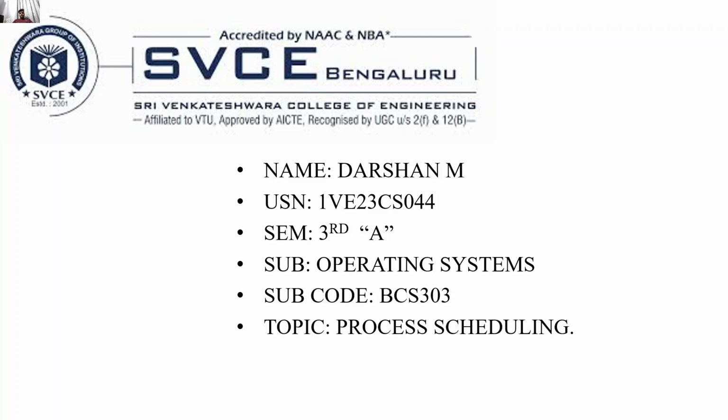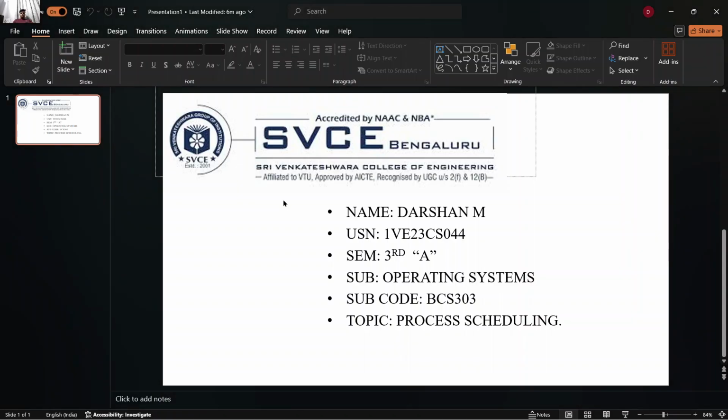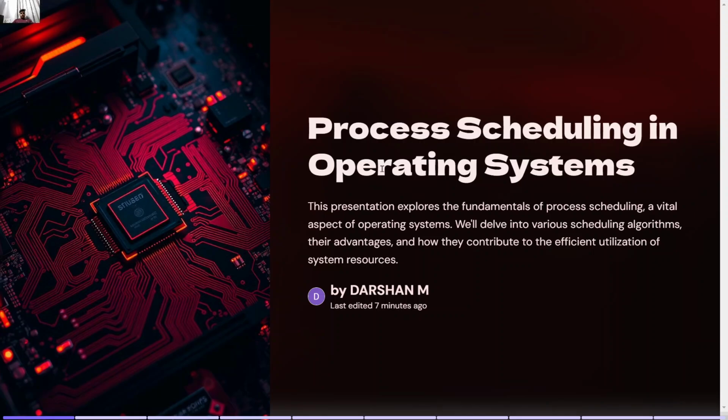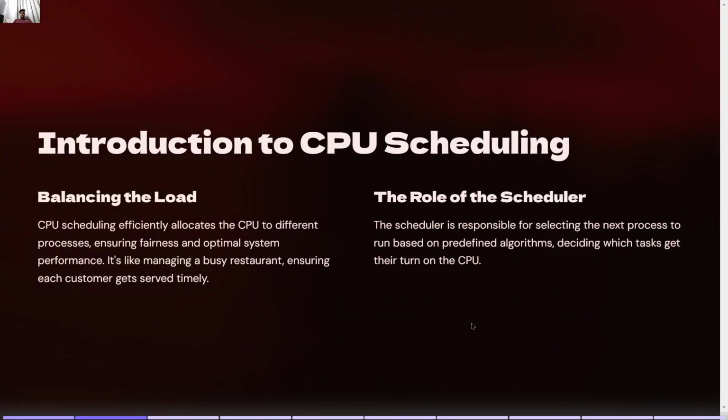Today in the subject of operating system, we will be discussing the topic process scheduling. In this presentation, we will be exploring the fundamentals of process scheduling, which is a vital aspect of operating systems. At first, we need to know what is process scheduling. Process scheduling in the operating systems is a method to manage execution of processes by allocating CPU time, ensuring efficient multitasking, resource utilization, and fair processing prioritization.